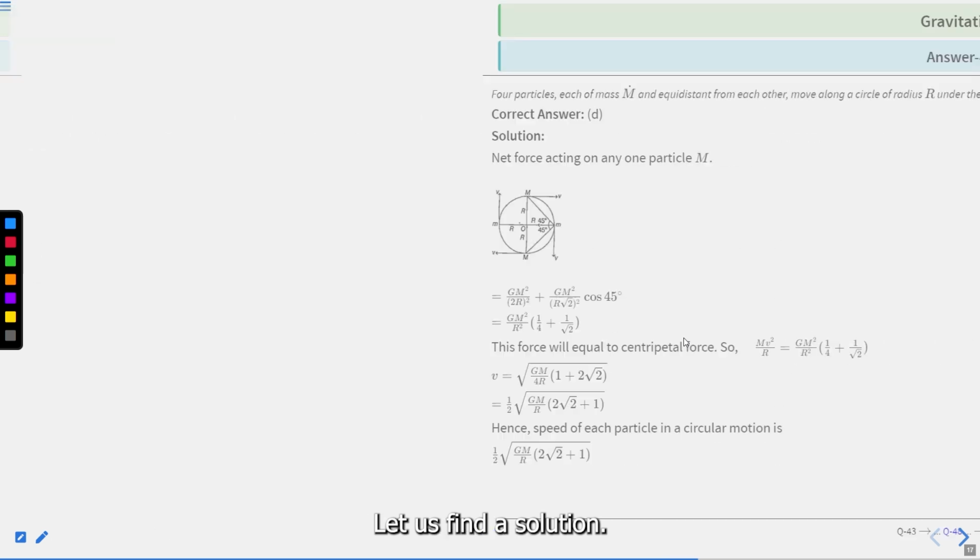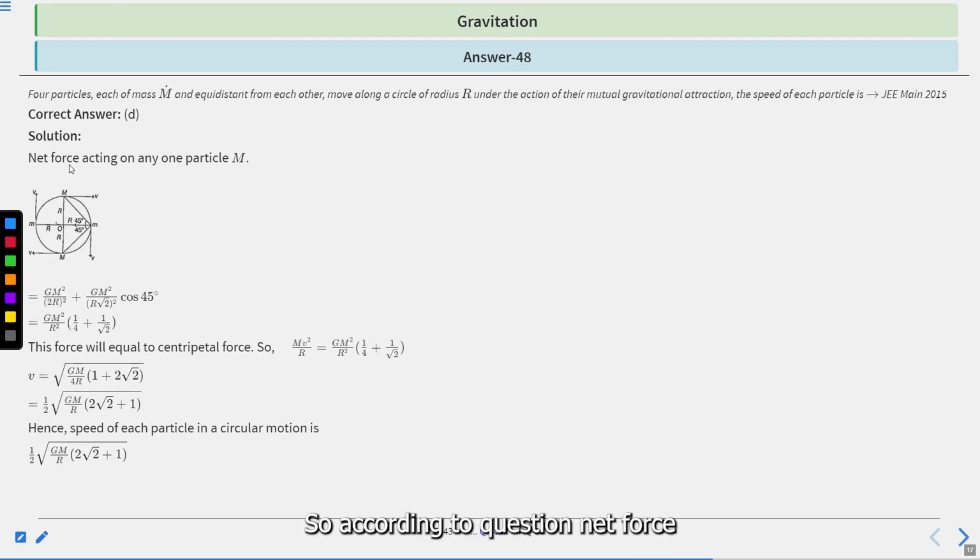Let's find a solution. According to the question, the net force acting on a particle M is represented as in this figure. Suppose there is mutual gravitational attraction, R is the radius, and the particles, each of mass M, are equidistant from each other, as shown in this figure.